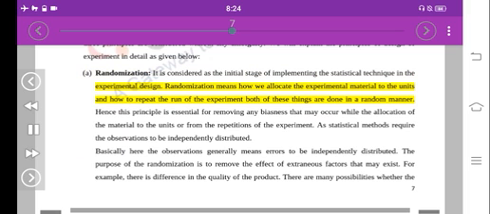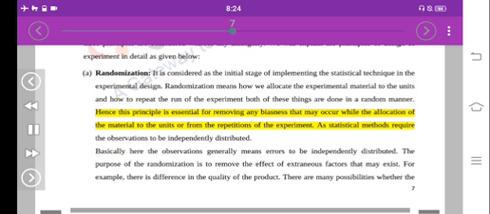Randomization means how we allocate the experimental material to the units and how to repeat the run of the experiment. Both of these things are done in a random manner. Hence this principle is essential for removing any bias that may occur while allocating the material to the units or from the repetitions of the experiment, as statistical methods require the observations to be independently distributed. Basically here the observations generally means errors to be independently distributed.